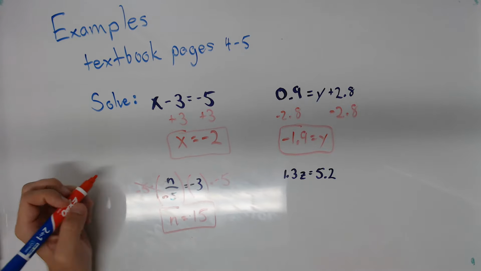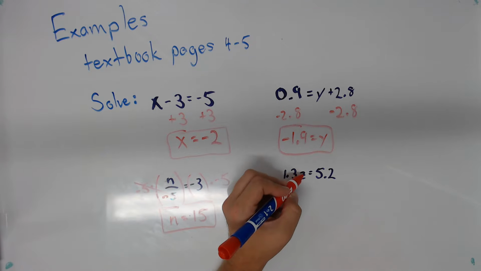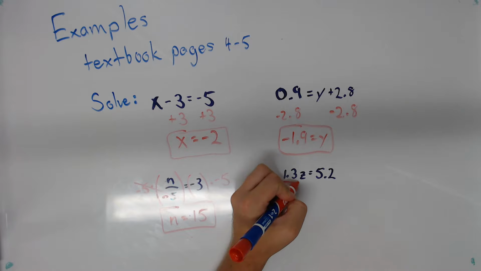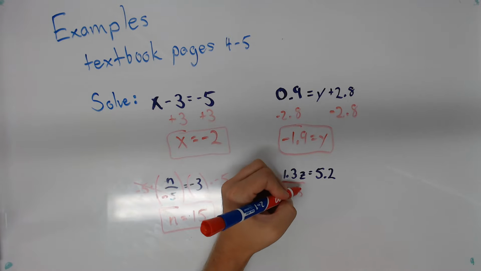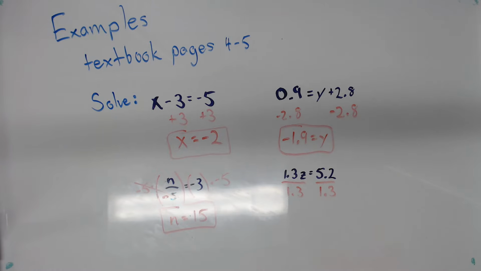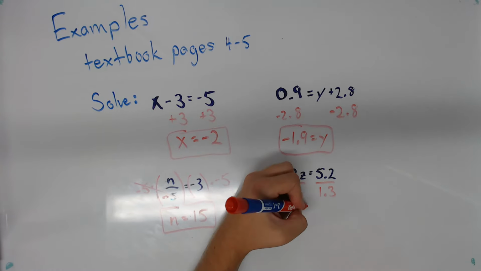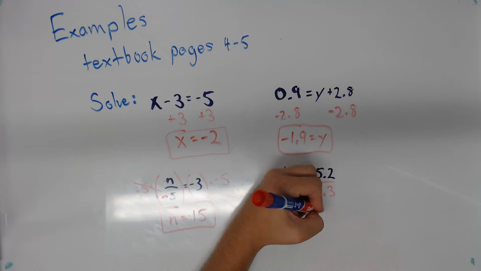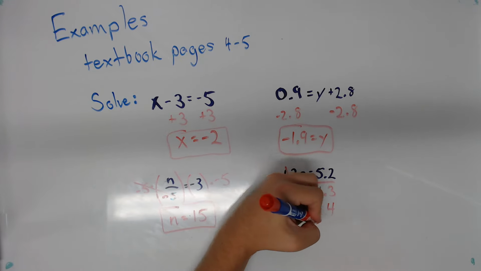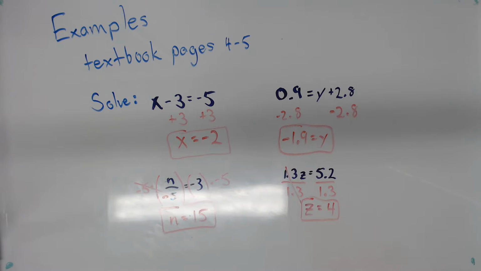And last example, 1.3z, that means multiplication, equals 5.2. Opposite of multiplying is dividing. So the 1.3's will cancel out there. And 5.2 divided by 1.3 is just 4. Z is by itself, that means the equation's solved.